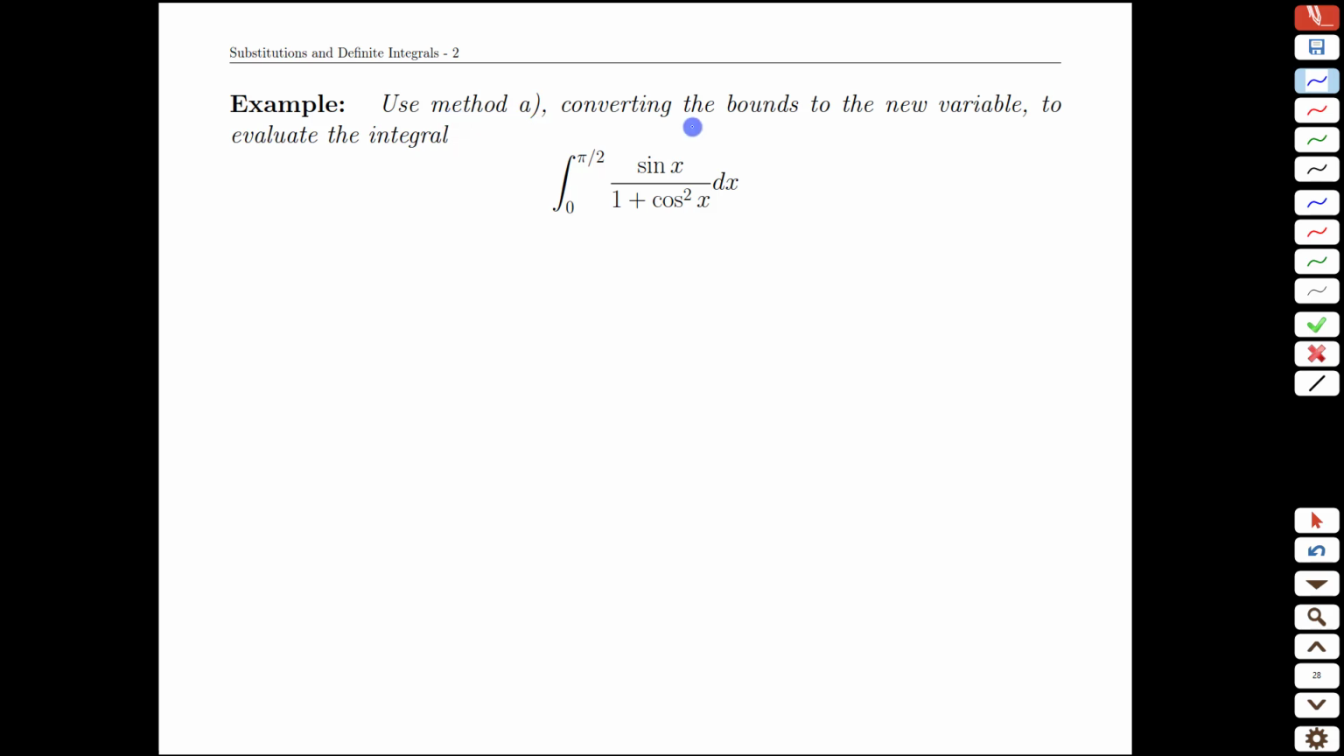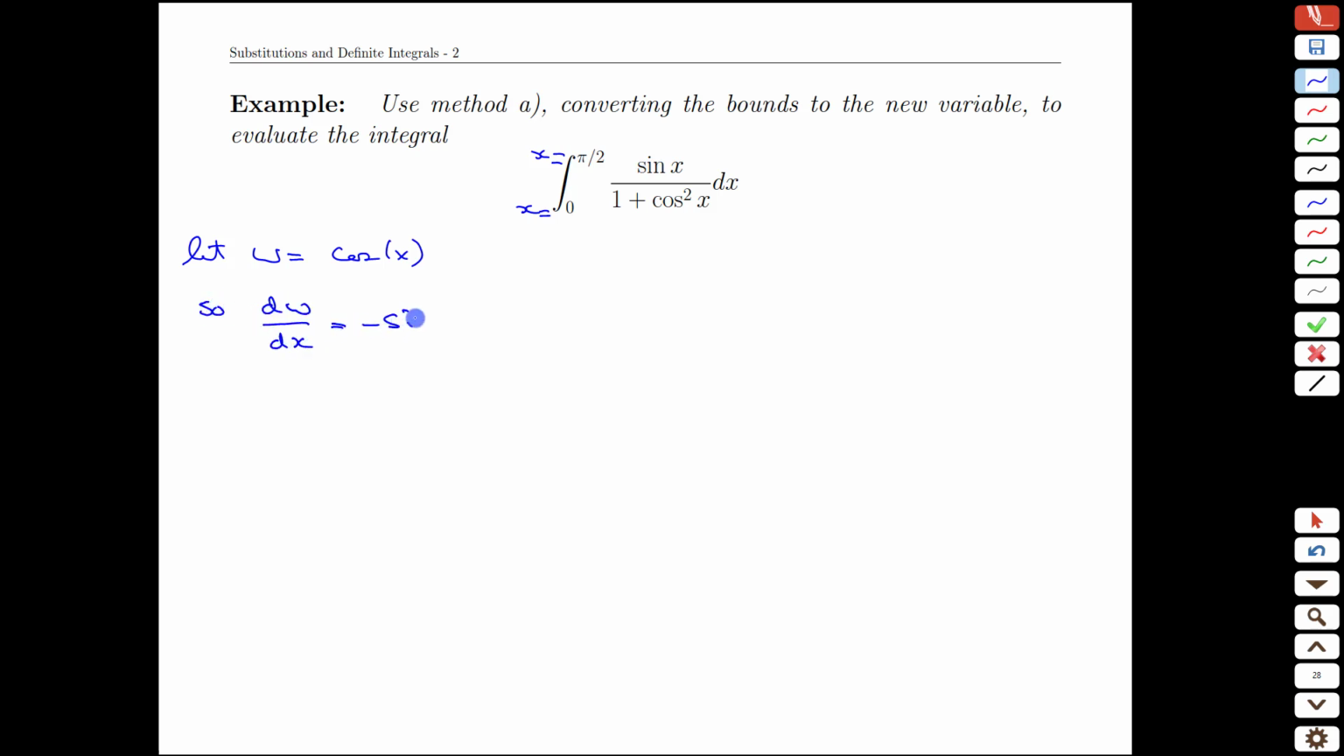Let's show the first method here for converting the bounds of the new variable. So here we have x equals 0 to x equals pi over 2. We've seen this integral before, and for this integral we chose w equal to cos of x. And we'll quickly recap that. The reason we did cos of x is because the derivative of cos is sine, and that's sitting there as a multiplier, as a factor.